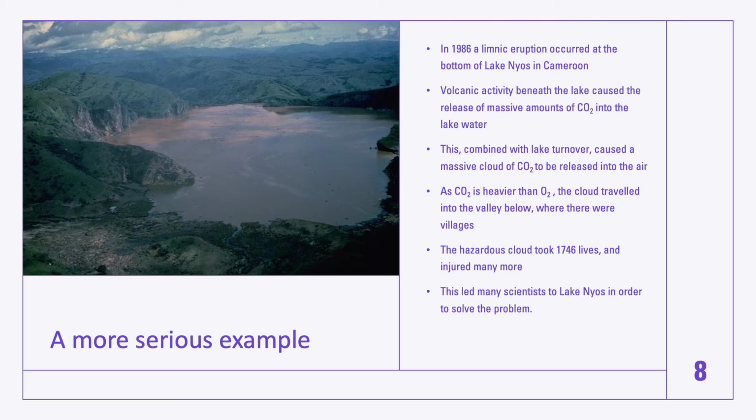This, combined with lake turnover, which is a natural event, caused a massive cloud of carbon dioxide to be released into the air. This carbon dioxide traveled into the valley below the lake where there were villagers living and farming. This hazardous cloud took more than 1,746 lives of the people and the cattle that were living there, and left many more with serious injuries. This event led many scientists to go to Lake Nyos in an attempt to find a solution.